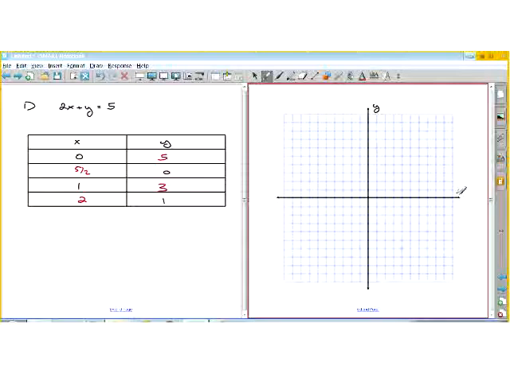This is the y-axis, this is the x-axis. So let's plot these 4 points. You have x equals 0, y equals 5, so that's that point. You have x equals 5 halves, so that's 1, 2, 5 halves is 2.5, y is 0, so that's the second point we have.